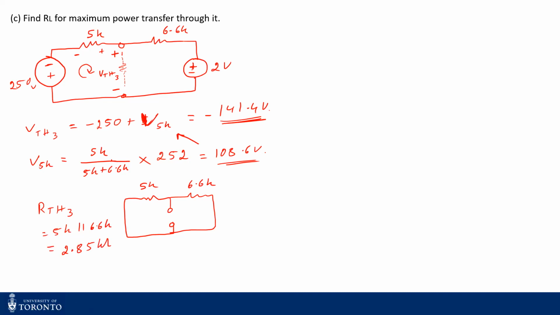So therefore, my ultimate Thevenin circuit would be, I give negative terminal up, positive terminal down, because my voltage VThevenin was negative, and I put 141.4 volts. This one is 2.85 kilo ohms. So that's my ultimate Thevenin across the RL.